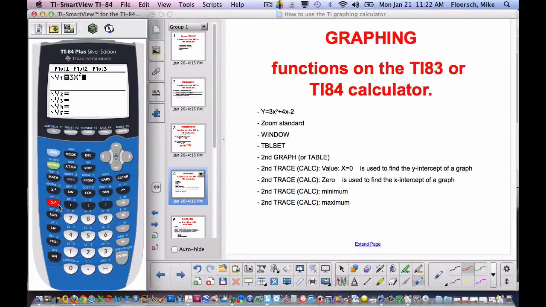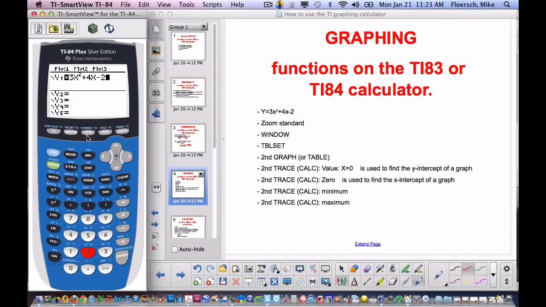3x squared plus 4x. Oops, let me go back here. Not 44, but let's do 4x minus 2. The equation I typed in is this one right here: y equals 3x squared plus 4x minus 2. It's just an example that I want to go through.